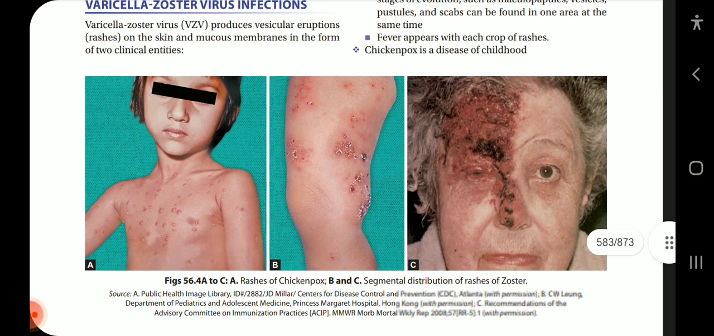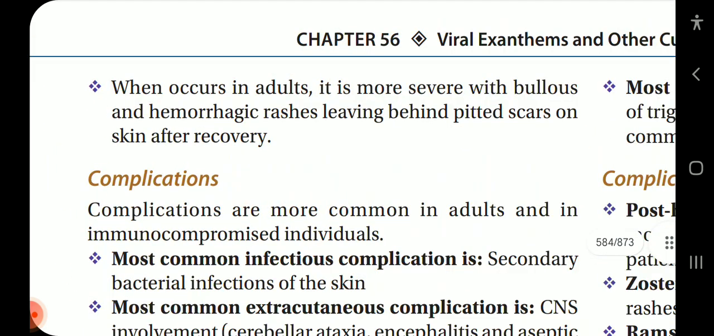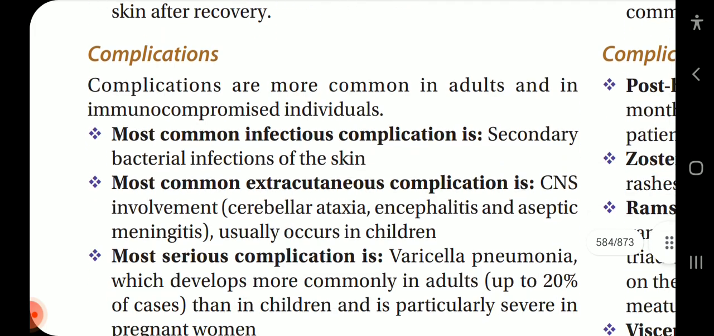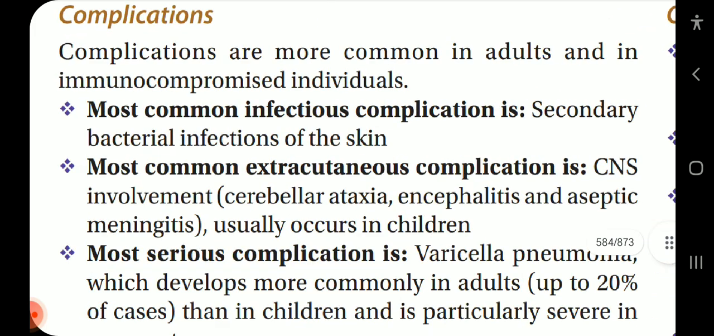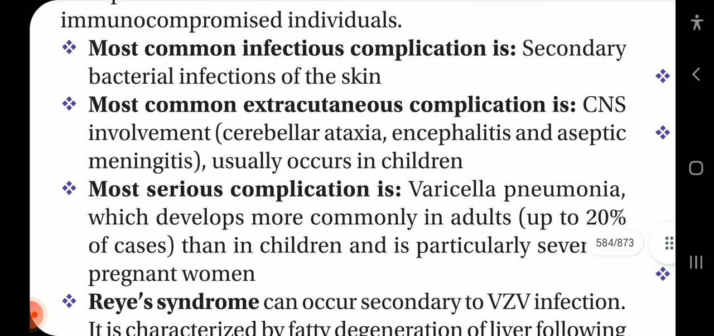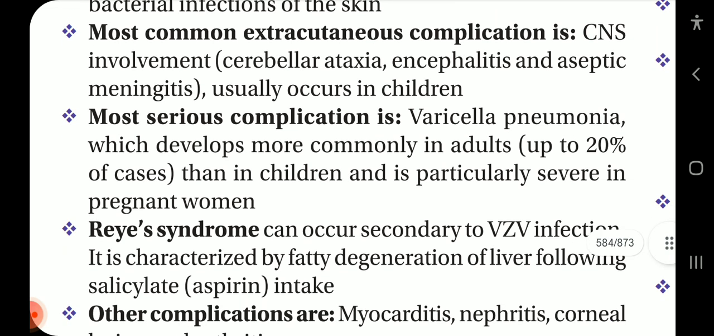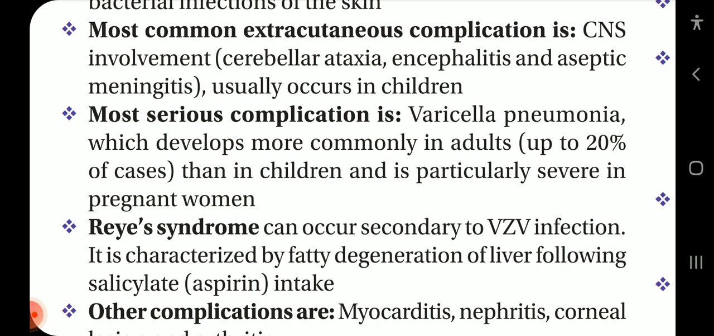As we can see in figure A, we can see the rashes of chickenpox. In figure B and C, we see the segmental distribution of the rashes of zoster. When it occurs in adults, it is more severe with bullous and hemorrhagic rashes, leaving behind pitted scars on the skin after recovery. Complications. Complications are more common in adults and in immunocompromised individuals. Most common infectious complication is secondary bacterial infections of the skin. Most common extracutaneous complication is CNS involvement, cerebellar ataxia, encephalitis, and aseptic meningitis, usually occurs in children.